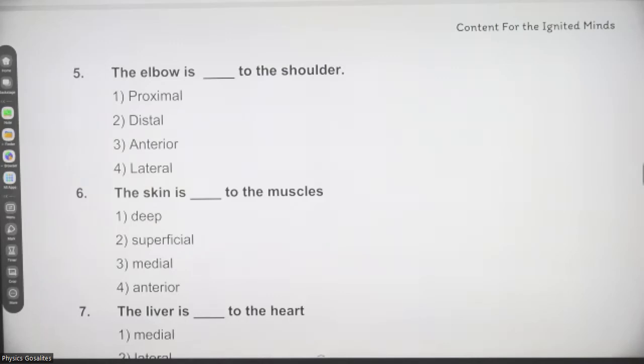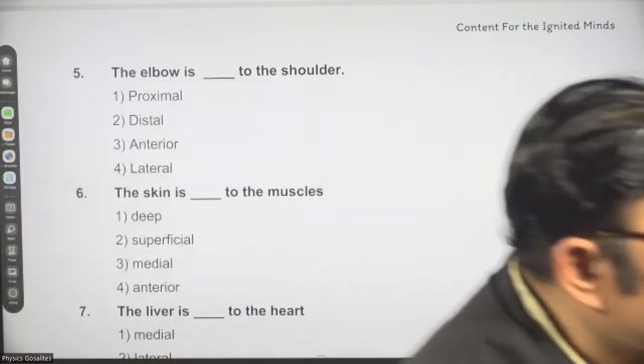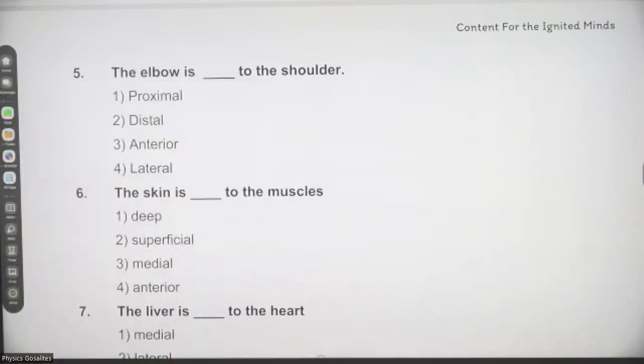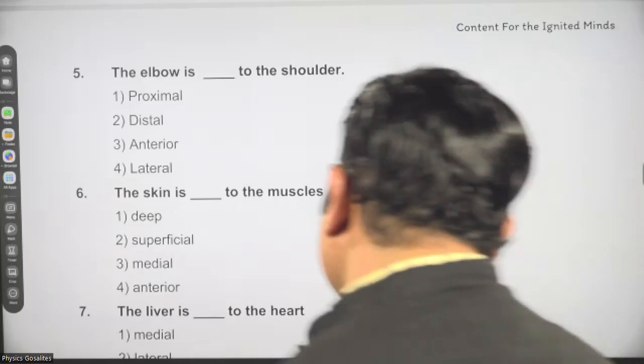Who will answer? I want people to answer from this side, please. Although the participants are very few, please answer from this side. Okay, I think only one person is there. Please answer. Elbow is dash to the shoulder.